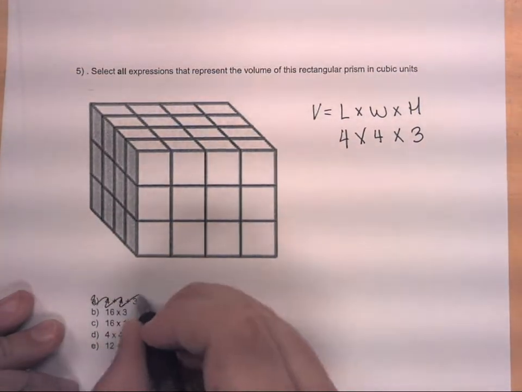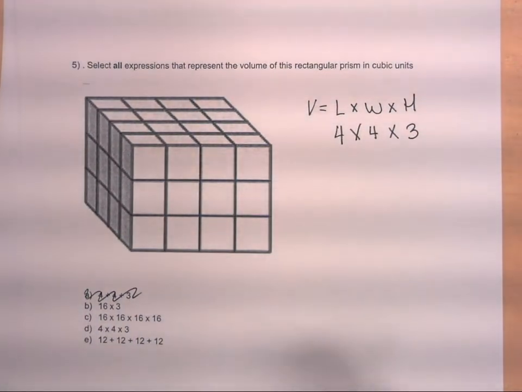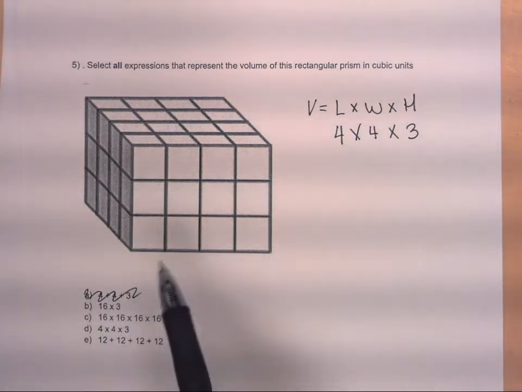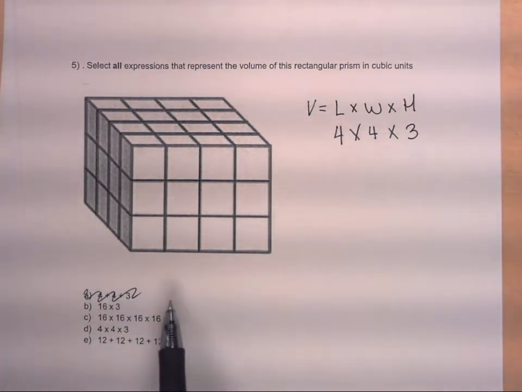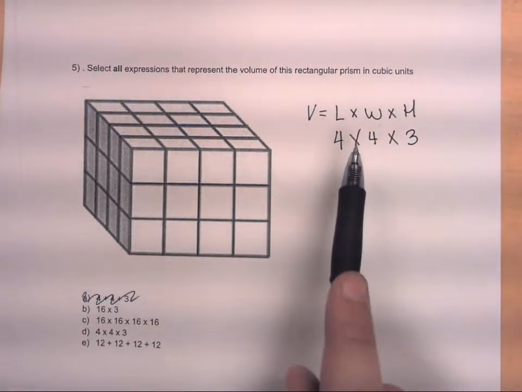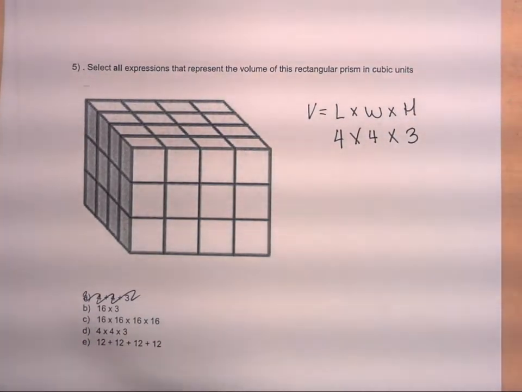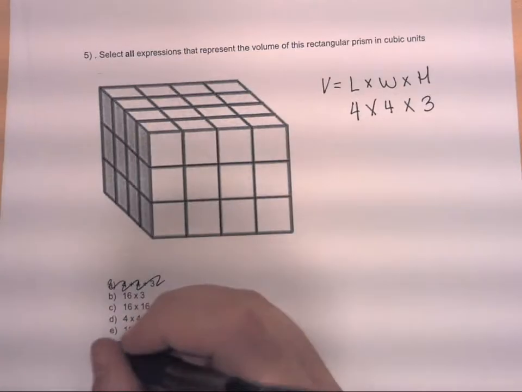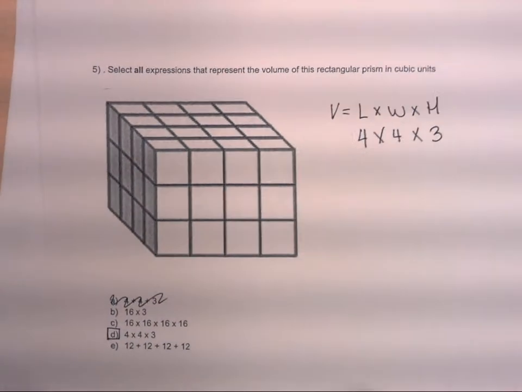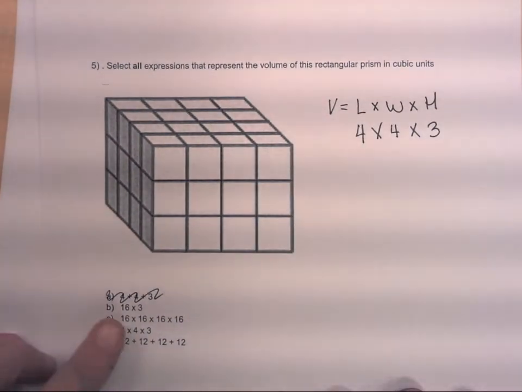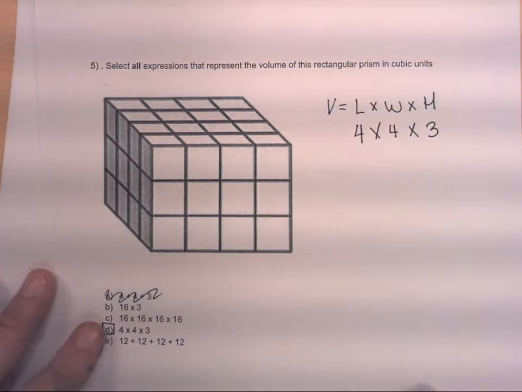So I know that A is definitely not correct. Okay, so 16 times 3, I'm not really sure if that's correct or not. Right now I'm really just seeing if I can find my expression, 4 times 4 times 3. So, I do. Answer choice D.